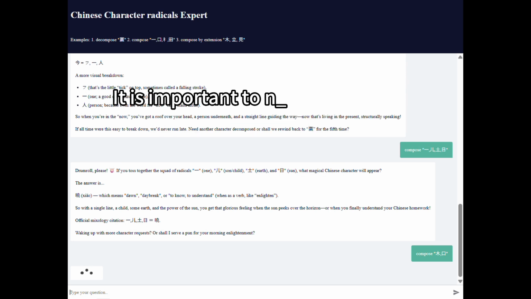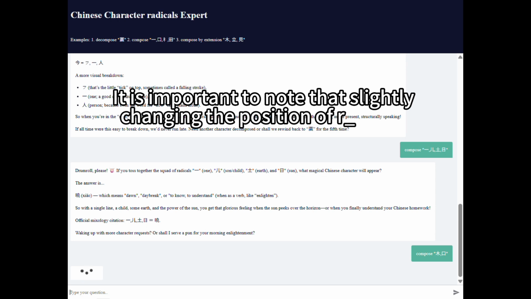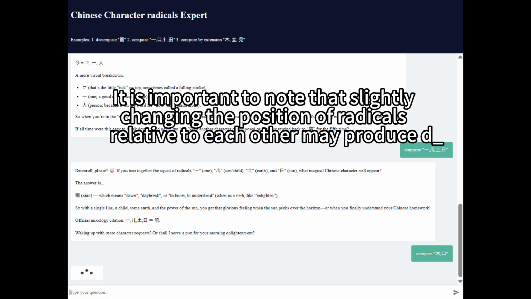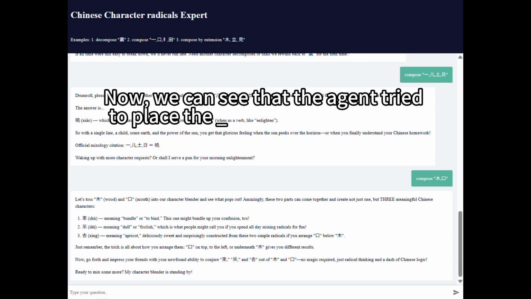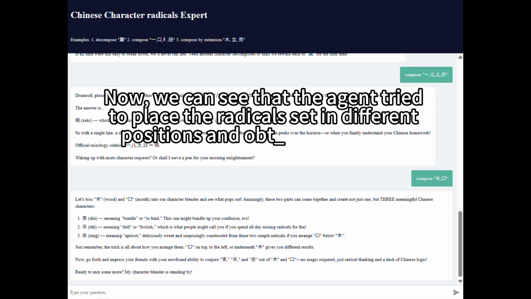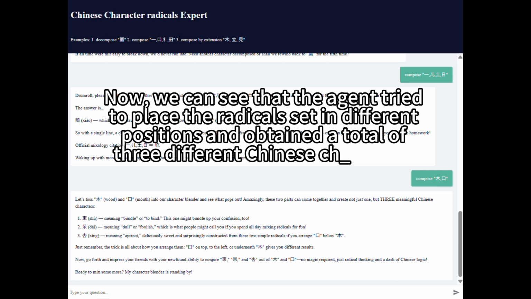It is important to note that slightly changing the position of radicals relative to each other may produce different results. Now, we can see that the agent tried to place the radical set in different positions and obtain a total of 3 different Chinese characters.